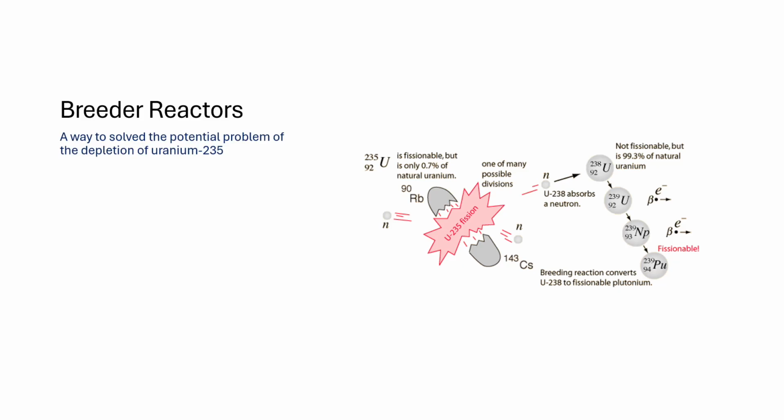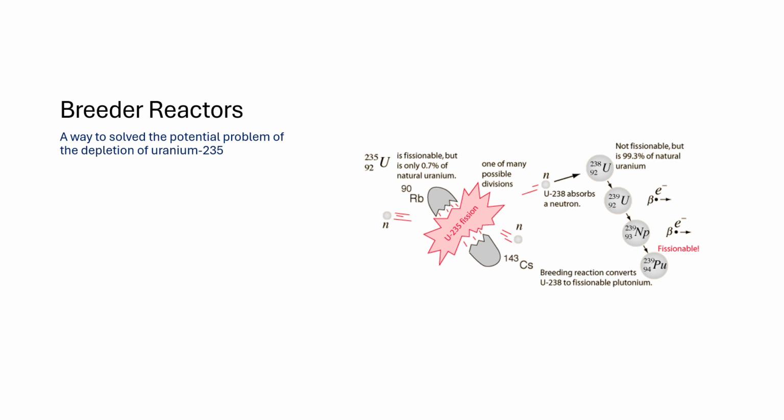I have something here called breeder reactors, which is a way to solve the potential problem of the depletion of uranium 235. One problem with nuclear energy is uranium 235. They believe that if we continue to use it, it will be depleted. So, how do you solve that problem?